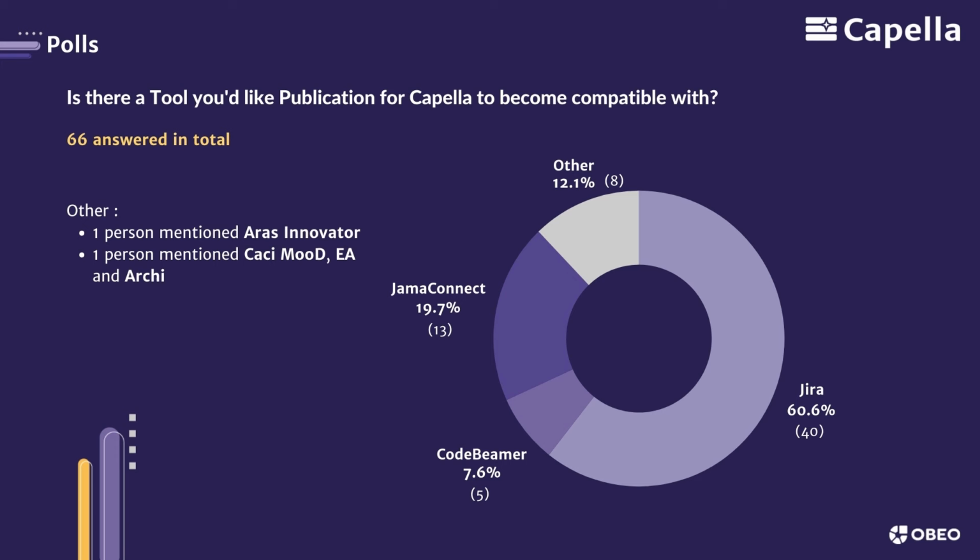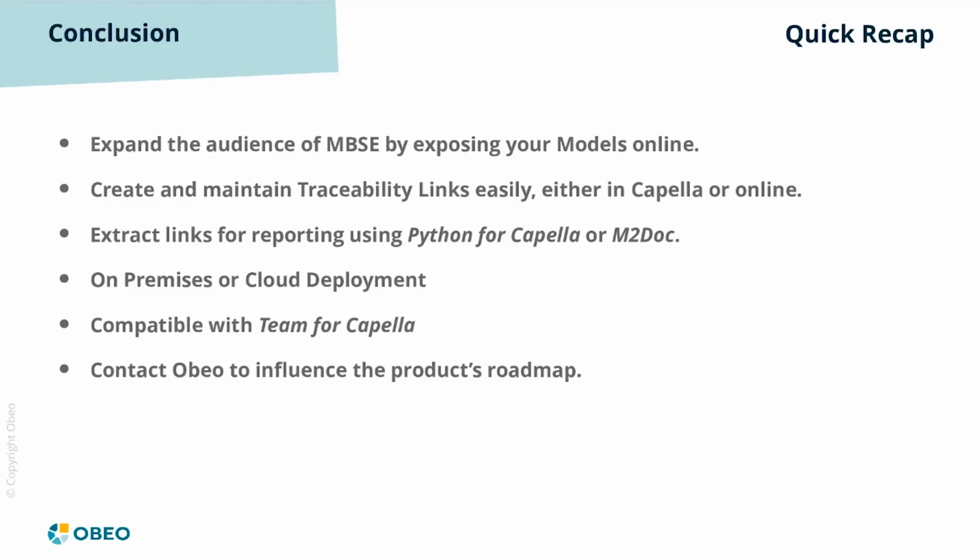Now is the conclusion. So a quick recap. We've seen how you can expand the audience of MBSE by exposing your models online, thanks to Publication for Capella. We've seen how you can create and maintain traceability links easily, either in Capella or online. We've seen how you can also use this traceability information for reporting, using either Python for Capella or M2Doc. We've seen the deployments that can be on premises or in the cloud.